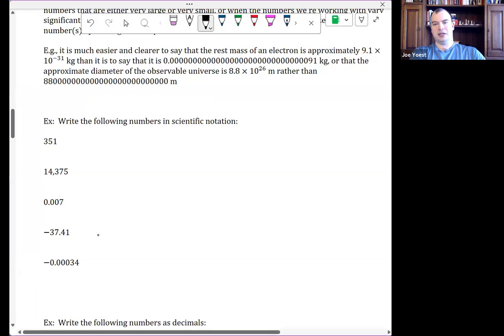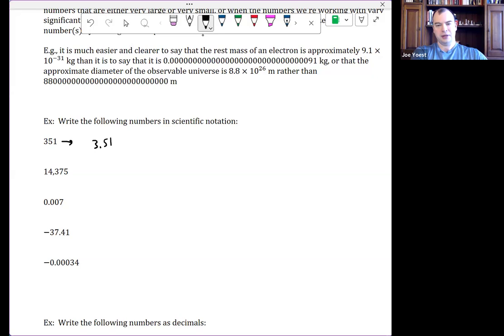Okay, so writing 351 in scientific notation. I want exactly one non-zero digit to the left of the decimal point. So I want 3.51. Now to do that, I had to move my decimal point 2 places to the left, but I don't want to change the value of the number. So to account for that, to move it 2 places back to the right, I multiply by 10 squared. Is it true that 351 is like 3.51 hundredths? Yeah, that's true.